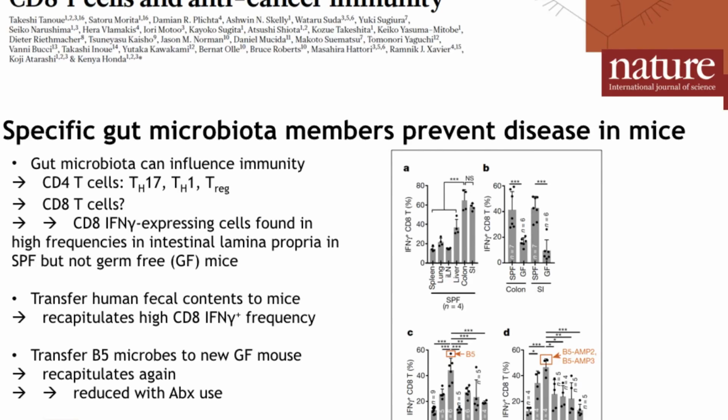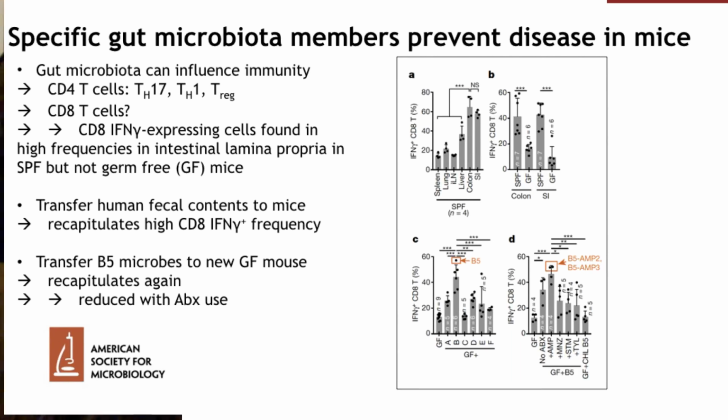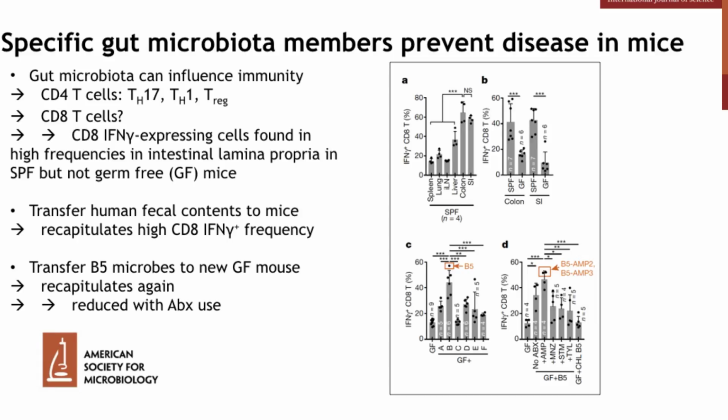And what this group first observed, as you can see on the right-hand side, is that there was an increased frequency or concentration of these CD8 interferon gamma expressing cells within a certain part of the intestine of specific pathogen-free mice. Those are SPF mice. They have normal gut microbiota. They're screened to make sure that they don't have certain types of viruses or other pathogens that might otherwise skew results. And you can see that there is a high frequency of this cell population in the colon and in the lamina propria.